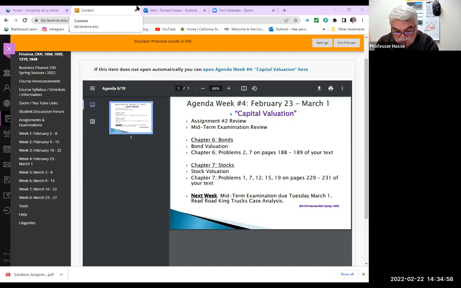Okay, there's a somewhat confusing, but not too confusing definition of stocks and bonds, and that's our topic that we'll talk about in class on Wednesday evening at 6 o'clock.